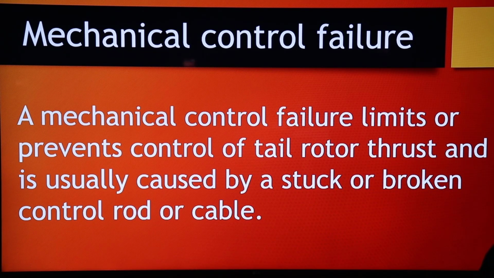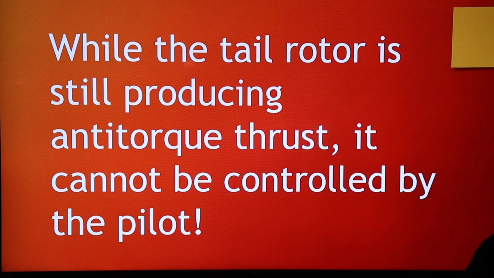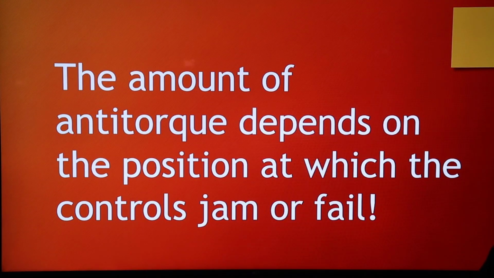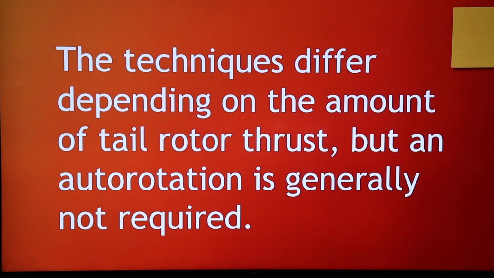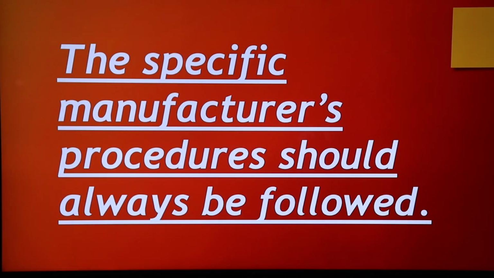So then we have mechanical control failure. A mechanical control failure limits or prevents control of tail rotor thrust and is usually caused by a stuck or broken control rod or cable. While the tail rotor is still producing anti-torque thrust, it cannot be controlled by the pilot. The amount of anti-torque depends on the position at which the controls jam or fail. The techniques differ depending on the amount of tail rotor thrust, but an autorotation is generally not required. The specific manufacturer's procedures should always be followed. All right, so I hope that makes sense to you and helps clarify that a little bit.